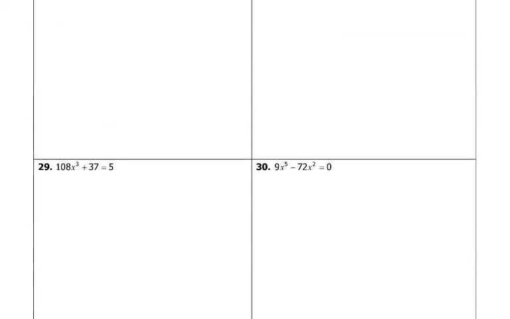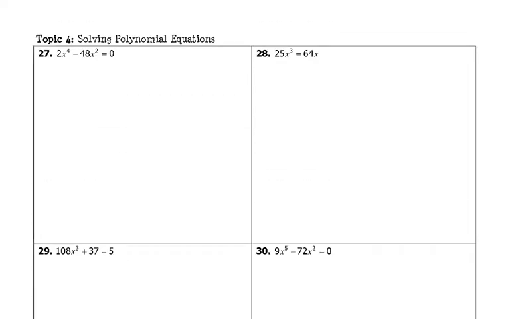We have 3 more problems to go, and we're going to keep this way under 30 minutes today. So for number 27, we have a GCF of 2x squared. All right, so we're going to take the GCF out here. So 2x squared.